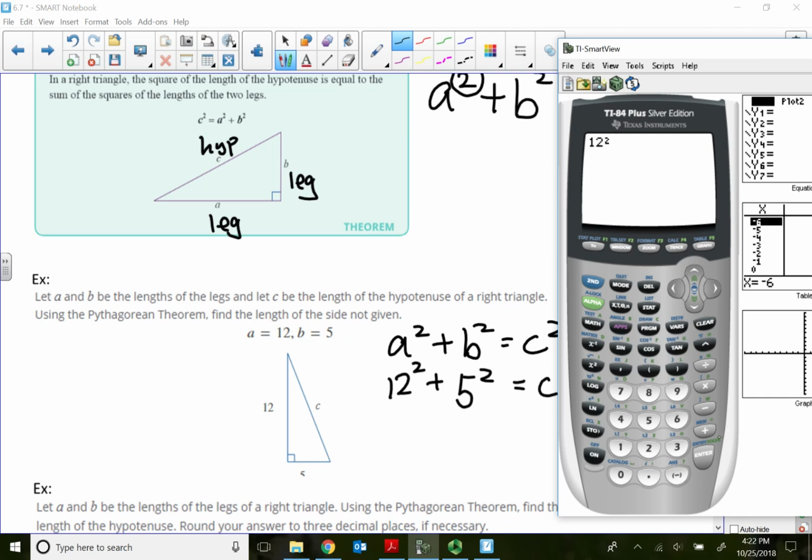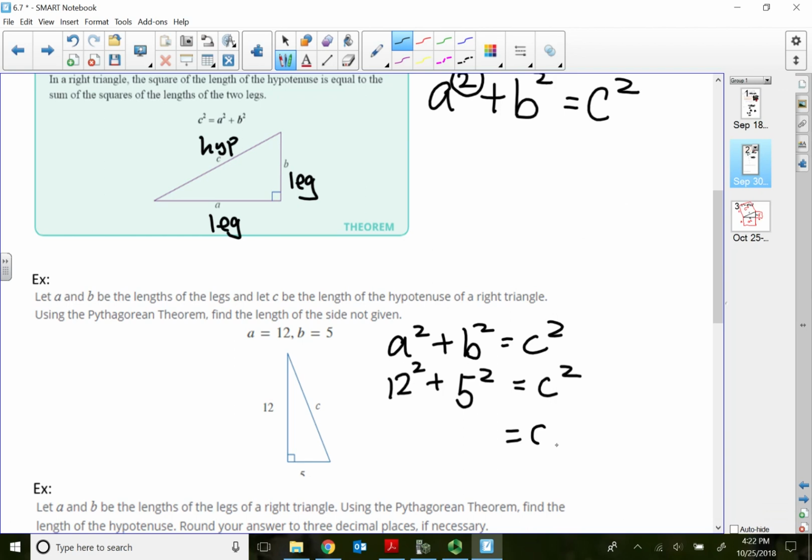As far as squaring, when you key it into the calculator, there's a square button here I can use, or I can use a caret key and then say raised to the second power, which gives you the same thing. So this is going to be C squared equal to 169.